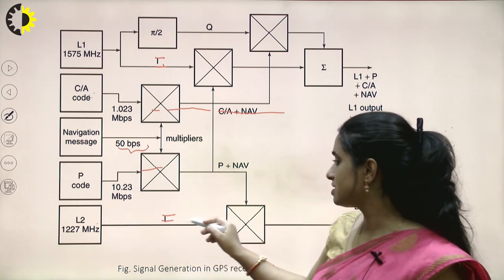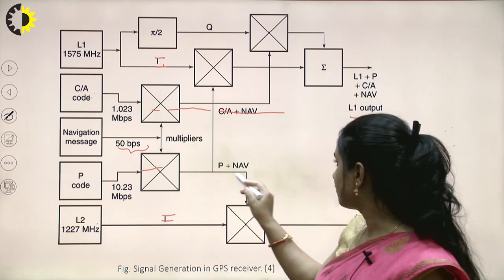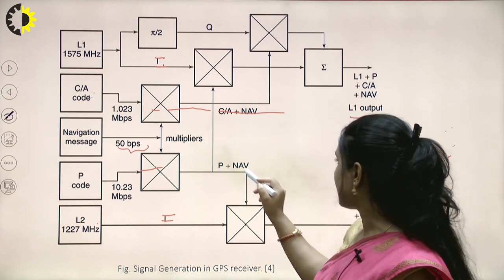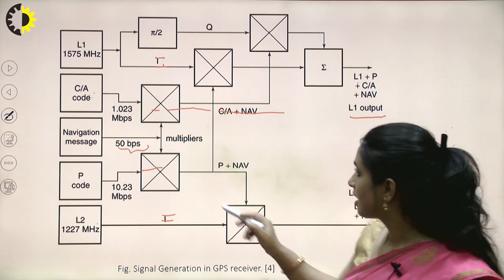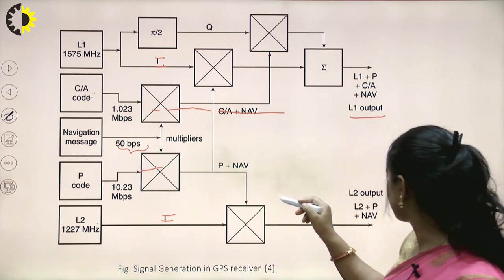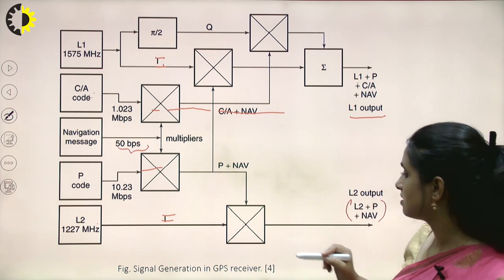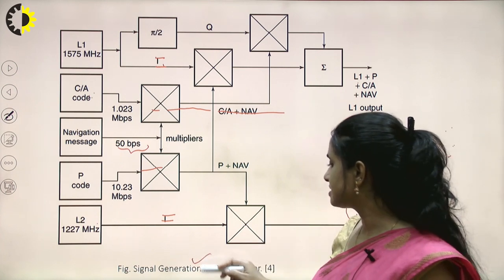L2 comes through the in-phase channel directly here. And from here, we get the precise code and the navigation message. So here we have L2 plus P plus navigation messages. So this is how the signal is generated in my GPS receivers.